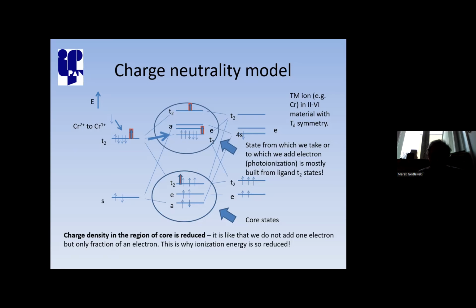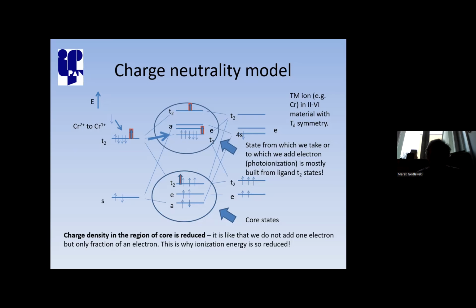And if it's reduced, it's possible, and it was very interesting to calculate, that if we add one electron, in terms of what happens in the core states, it's like we add only a fraction of an electron. It means the energy normally used for ions in atoms in vacuum, which was pretty large, is now very much reduced. In gallium arsenide, it was reduced 50 times, so it's quite a large effect.